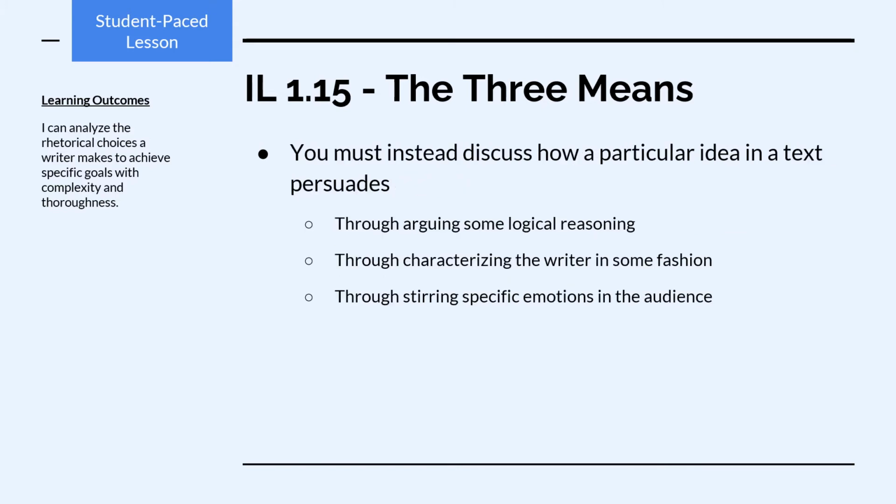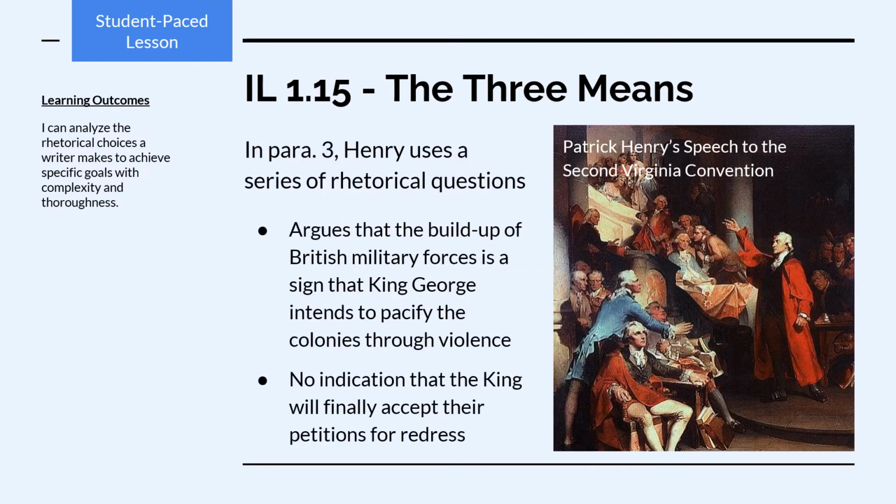Instead, you should discuss how a particular idea in a text persuades through arguing some logical reasoning, through characterizing the writer in some fashion, or through stirring some specific emotion in the audience. Let's look at some examples of the 3 means of persuasion in use, and we'll look at the text of Patrick Henry's speech to the Second Virginia Convention.